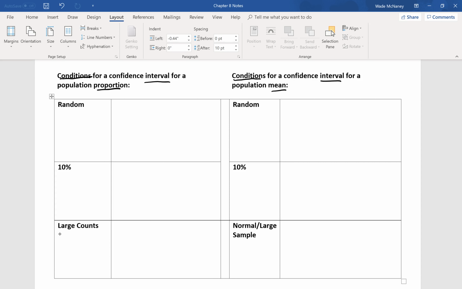Now, when we get ready to go down the road, we're going to call this test a one proportion Z interval. I'm abbreviating all of that. So a one prop Z interval. And this one is going to be called a T interval, because once again, for means, we use a T star critical value. So we call this a T interval.